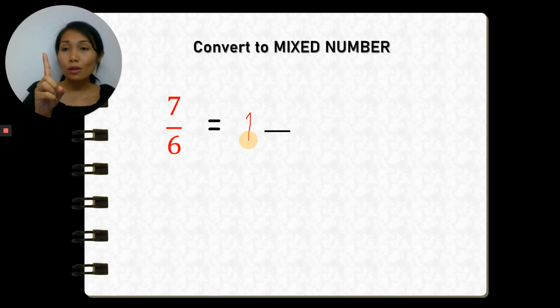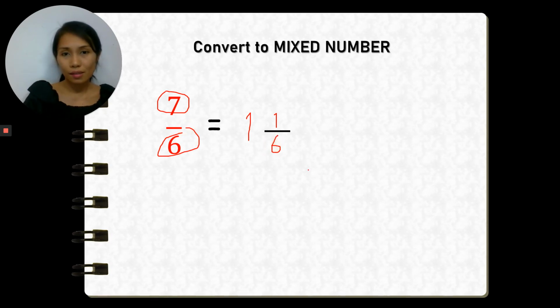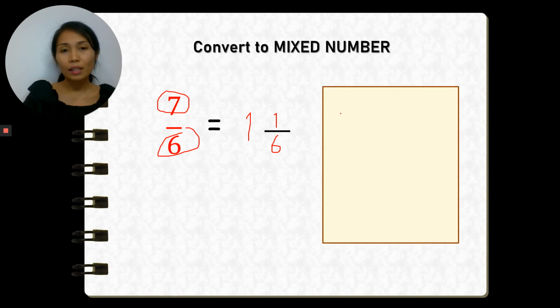Obviously, there is only one 6 in 7. But 1 times 6 is only 6, and we have here 7, so we need one more. So that will be our numerator. So 6 plus 1 is 7, right? Now copy the denominator 6. So 1 and 1/6. That is our final answer.